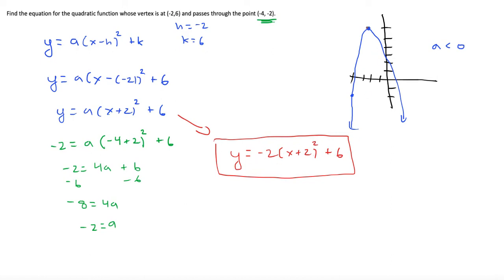You notice that no matter what point we pick, right, if I pick any value of x, I should be able to plug it in, do all the math, and get that corresponding y value, right? So you've got to make sure you understand the relationship between the graph, the equation, and the points.